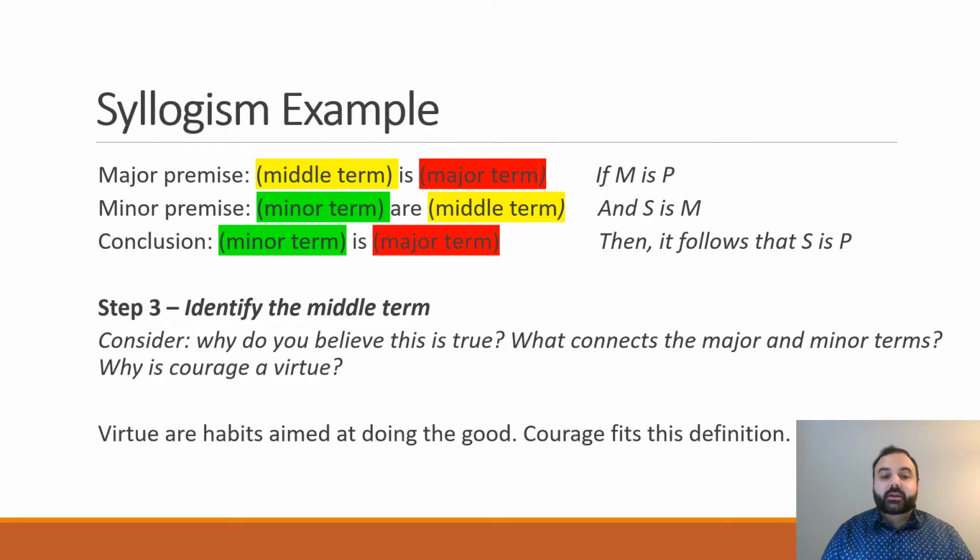So think of it in that way. What term or phrase can I use to connect the major and minor term to show why it is logical that one follows into the other to prove the conclusion is true? So think, what connects the major and minor terms? In this case, when the conclusion is courage is a virtue, well, why would it be logical to think that courage is a virtue? That might sound like a no-brainer. Well, of course, courage is a virtue. We've talked about courage. We've talked about virtue.